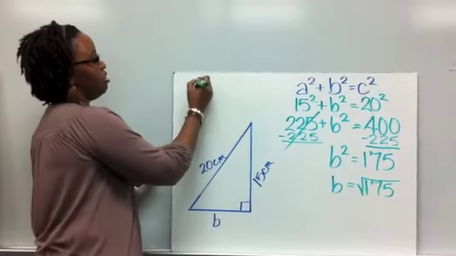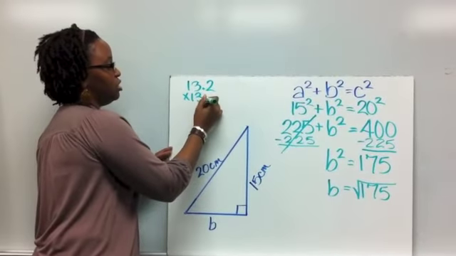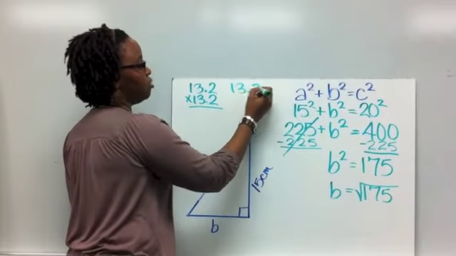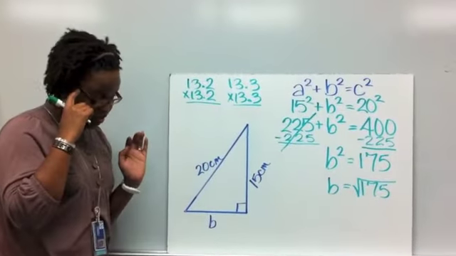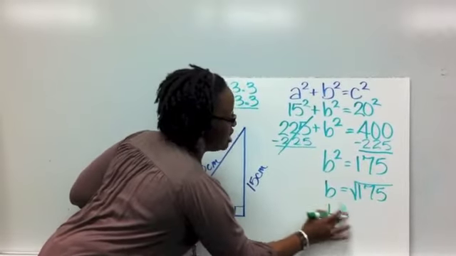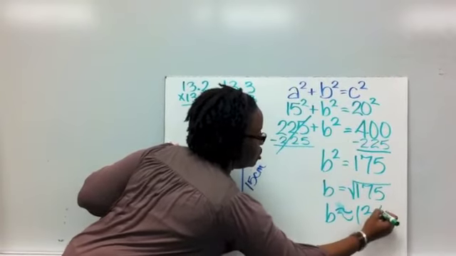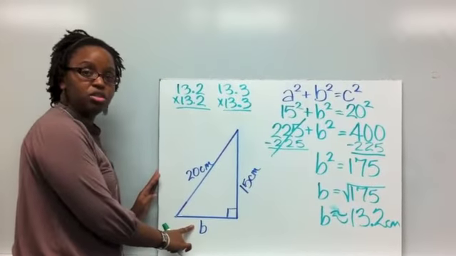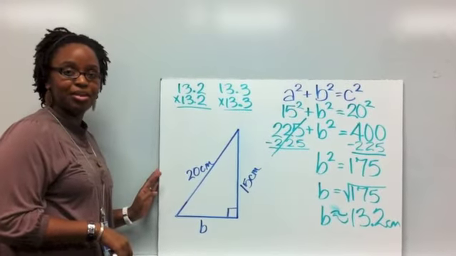And so you can do the math. You can try 13.2 squared, so you can do 13.2 times 13.2. You can estimate, if that's not good enough, 13.3 squared, and see which one gets you closest to 175. For this one, I've already done the math, and the square root of 175 is about 13 and 2/10. So our missing side here, B, would be 13 and 2/10 centimeters. Now, go ahead and pause the video and try example number 3 on your own.